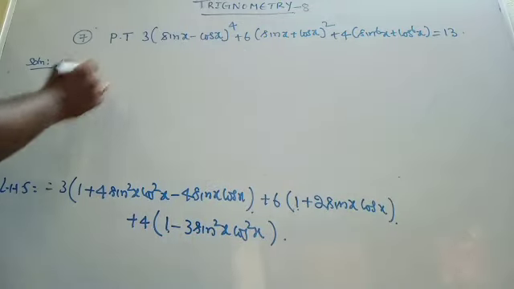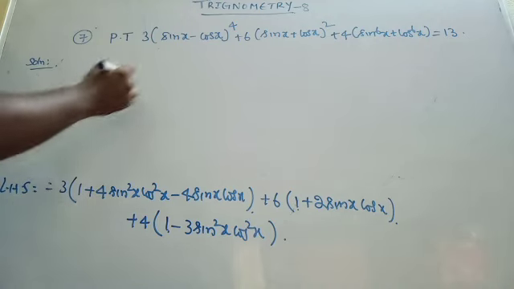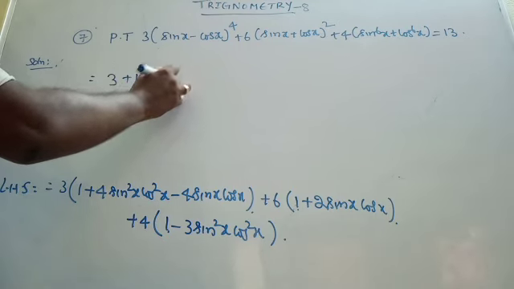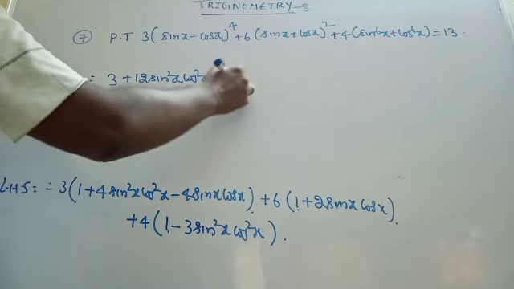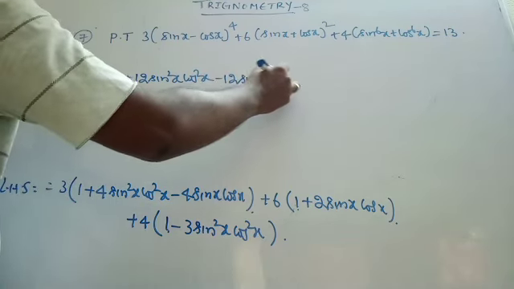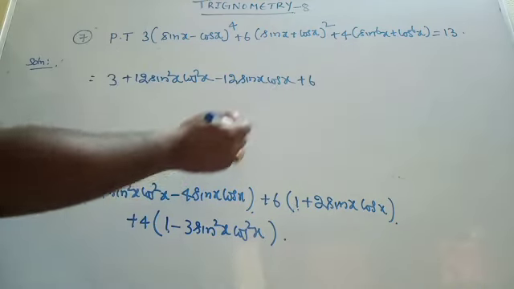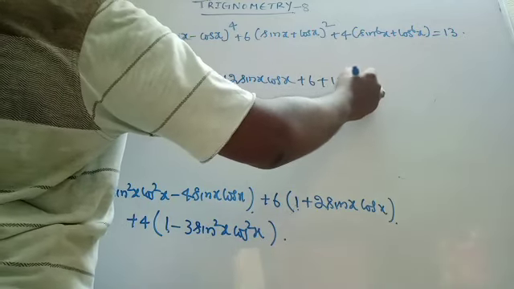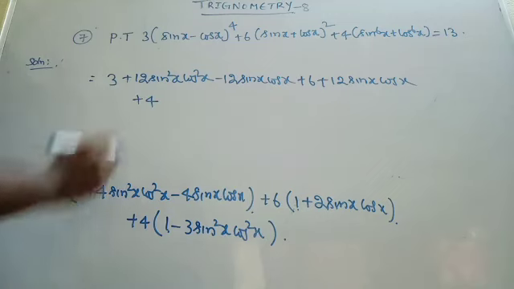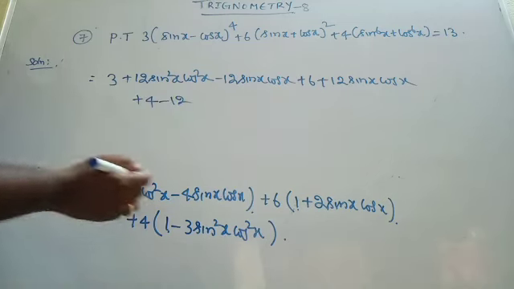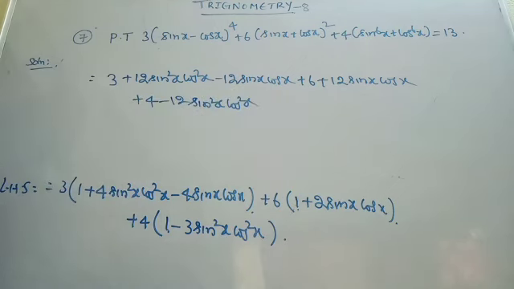Wonderful. Now see, 3 into 1 is 3, plus 3 into 4 is 12 sin square x cos square x, minus 12 sin x cos x. So like this you have here. Now 6 into 2 is 12 sin x cos x, plus 12 sin x cos x. Wonderful. Next, plus 4 minus 12 sin square x cos square x. This is what we have got here.